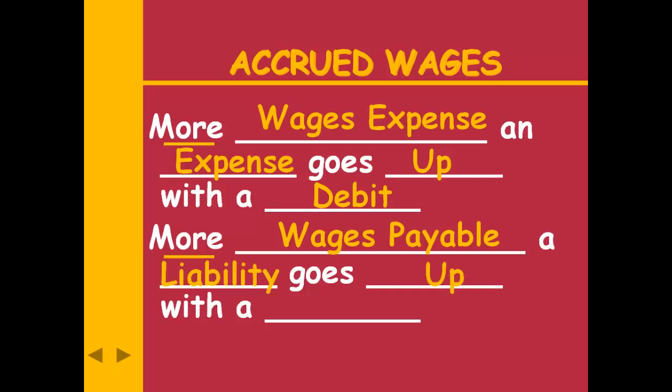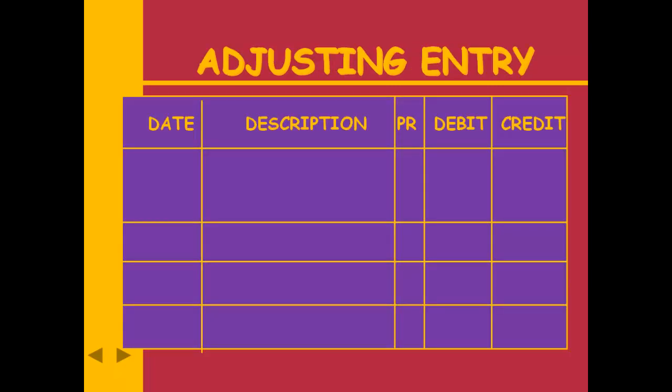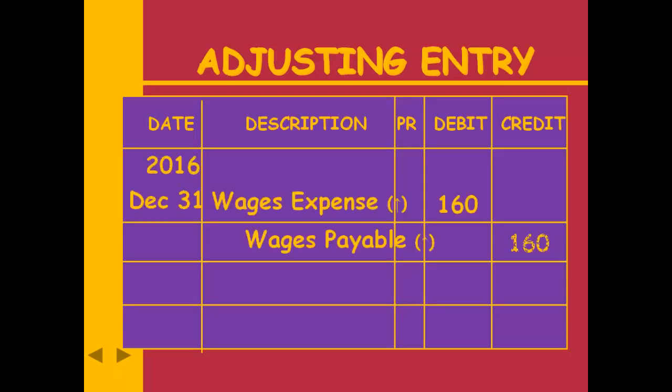How do you make a liability go up then? With a credit. So my adjusting entry is going to be a debit to wages expense to make it go up, and a credit to wages payable to make the liability go up. And really, that looks similar to if I get my electric bill in and I don't pay it, doesn't it? In both cases, I debit an expense and credit a payable. Let's take that one step further.